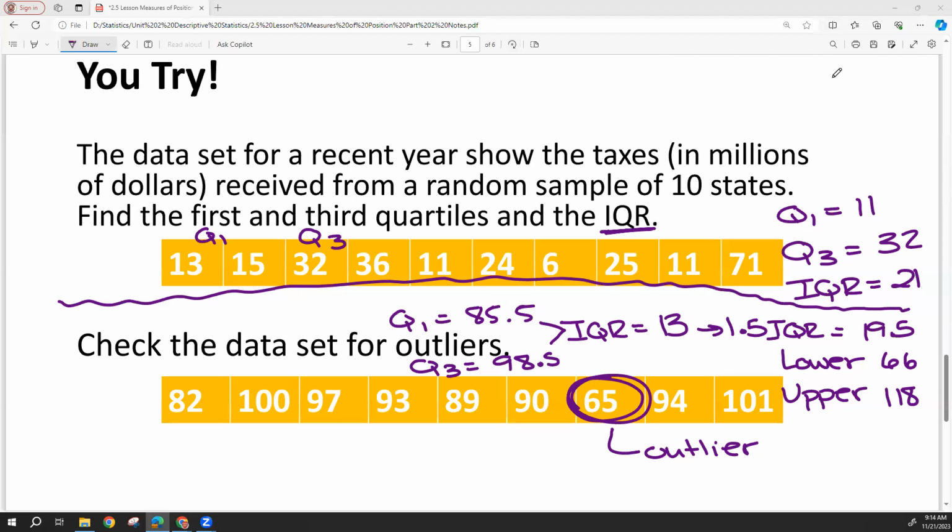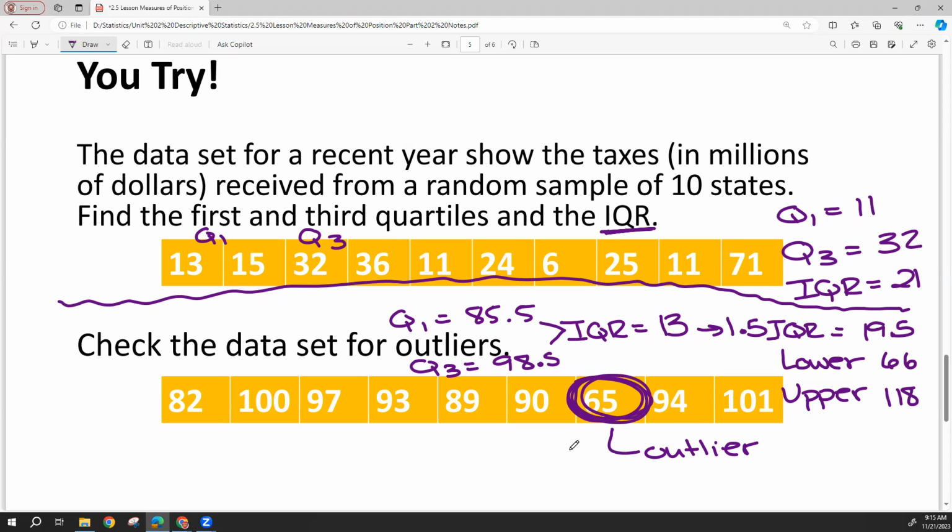So go ahead and check your answers here. On the first one, for Q1, Q3, and IQR. And for the second one, you needed Q1, Q3, you needed the IQR, and you needed to multiply that by 1.5. We're going to subtract 19.5 from Q1 and add 19.5 to Q3 to determine our lower and upper boundaries. And because our lower boundary is 66, this data point of 65 is just outside of that, and therefore we would consider it an outlier.